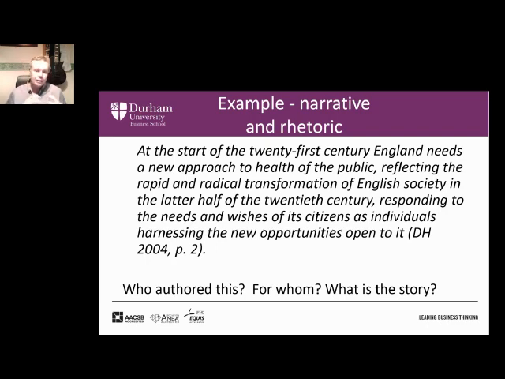Now, from a content analytic perspective, you could say, well, there's a reference to society, there's a reference to the 21st century, there's a reference to transformation, there's a reference to citizens, and you could design a coding frame that would go through that white paper and would have, ideally, mutually exclusive and exhaustive categories. But with a narrative approach, what we're interested more deeply in is who's written it, what the purposes of that are, and what's the story.